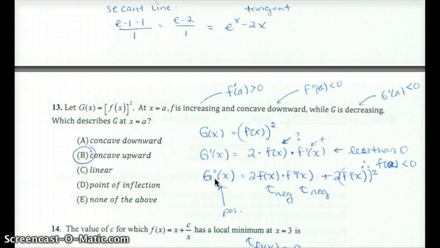Now, look at all the different details we know. We know that the derivative of g of x at a has to be a negative number. In other words, this whole expression has to be a negative number.